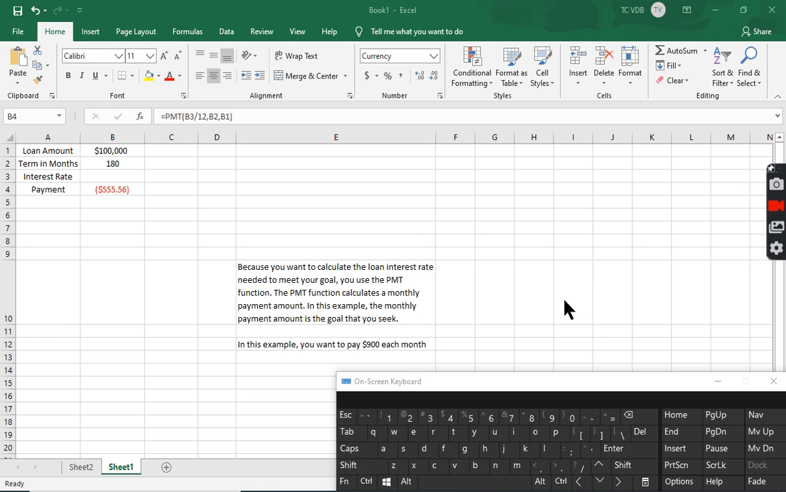If you haven't seen part 1, I highly recommend checking that out before going through this. It's a nice quick introduction to using goal seek. But in this example, it's a little more advanced.